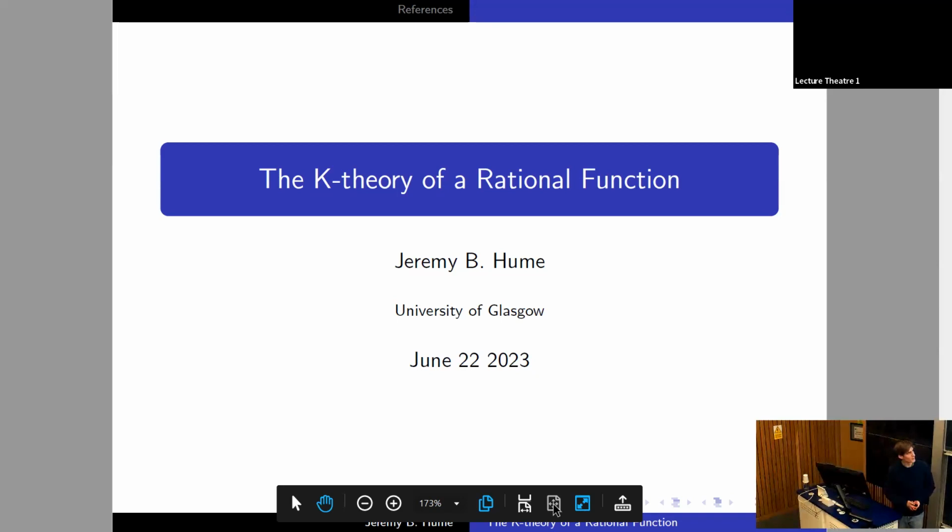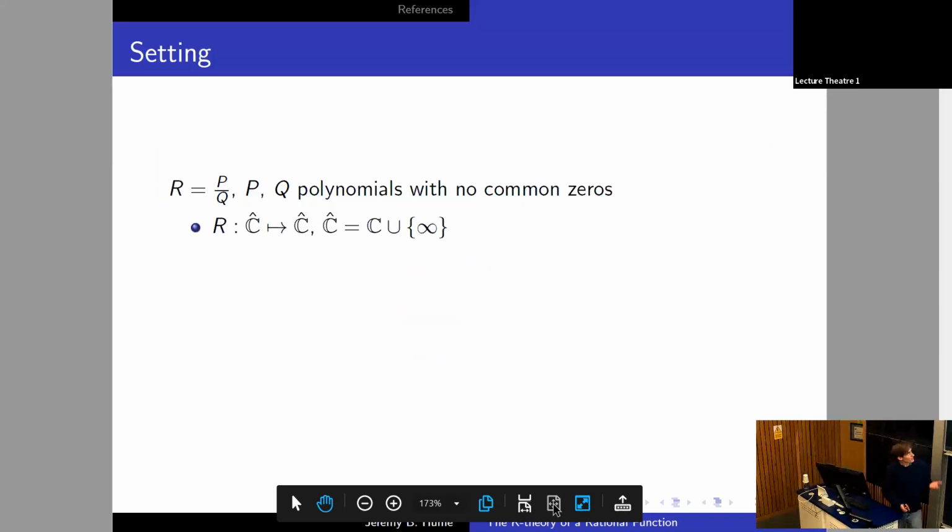Yeah, so what is a rational function? It's a quotient of two polynomials defined on the complex plane. And you might be used to thinking of this as a complex valued function that's defined everywhere except the poles of the rational function. But we can actually extend it to a function on the Riemann sphere, which is just the extended complex plane.